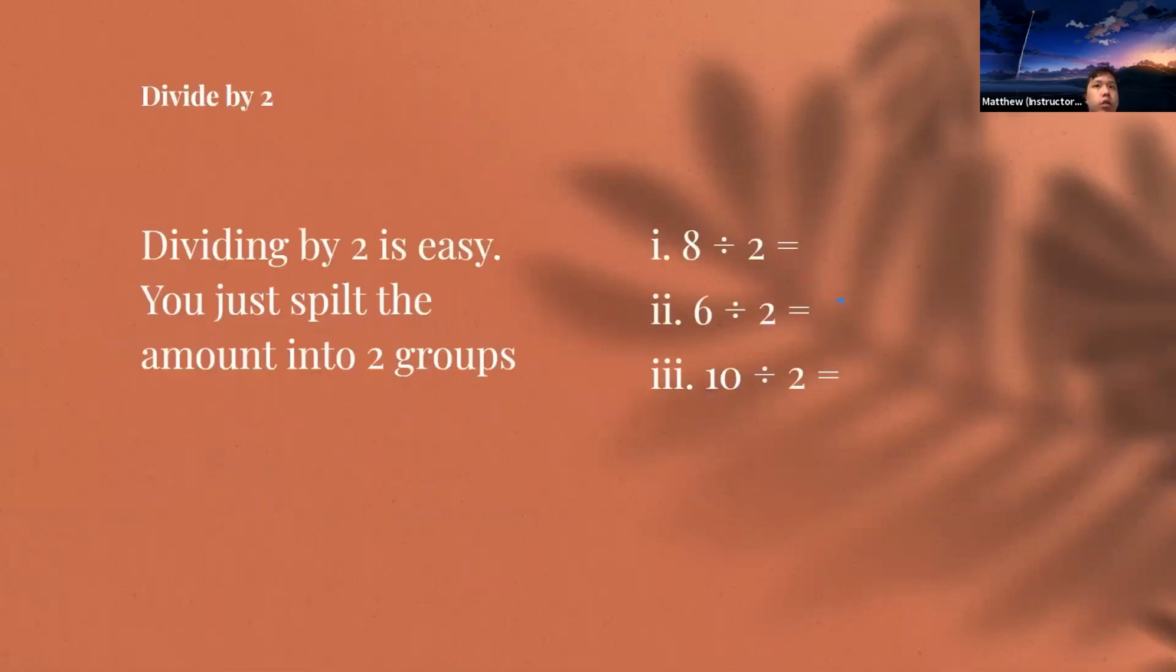Here, let me clear my joint. Here's the first strategy. Divide by 2. Just split the amount into two groups. So, I'll tell you the first one. 8 divided by 2 is 4, because 2 groups of 4 is equal to 8. So, what would 6 divided by 2 be?